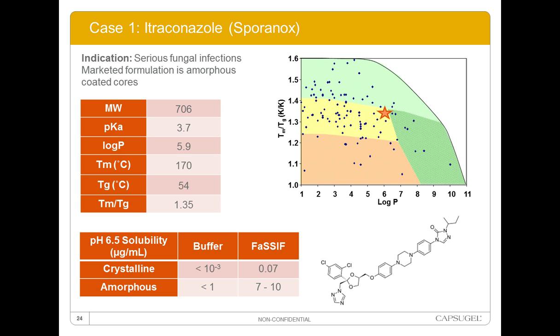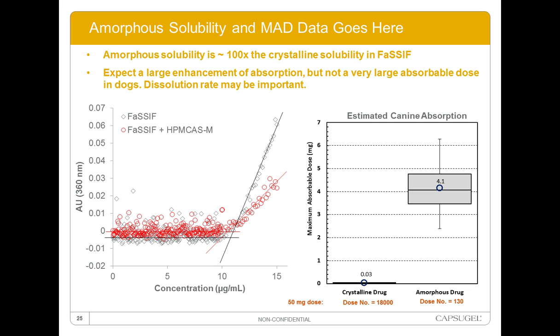So if we go back to the last plot there, the crystalline solubility in that same media, in FaSSIF, is less than 0.1 microgram per mL. So the solubility enhancement that we're seeing is greater than 100-fold over the crystalline solubility. As I said, this is an extremely low solubility compound in the crystalline form.